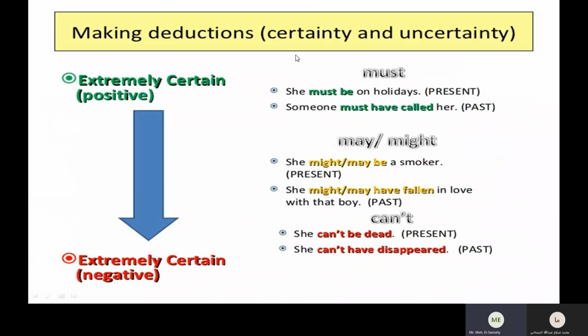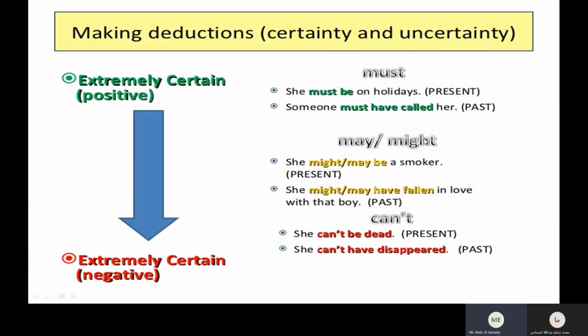Making deductions certainly and uncertainly. When we are extremely certain, we use must. Maybe it happens, we can use may or might. Can't happen, extremely certain negative, we use can't, of course. She must be on holidays. This is in the present. Someone must have called her. This is in the past.